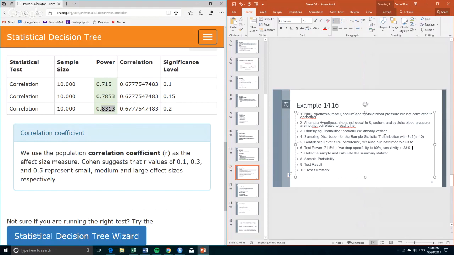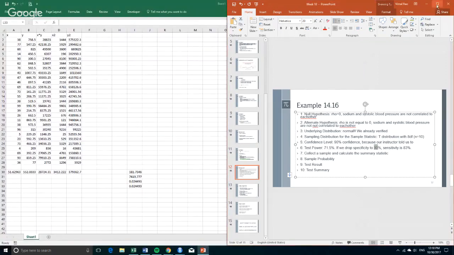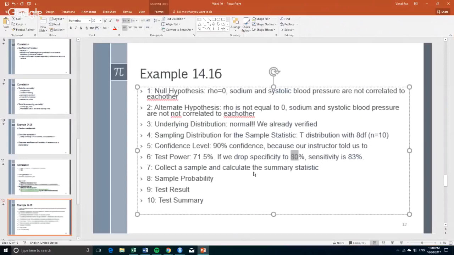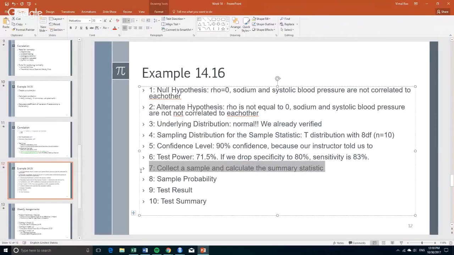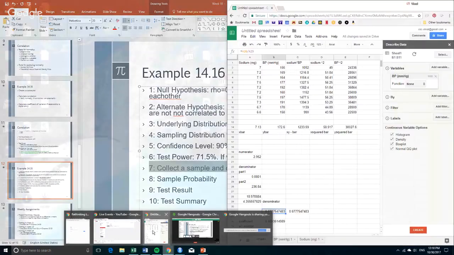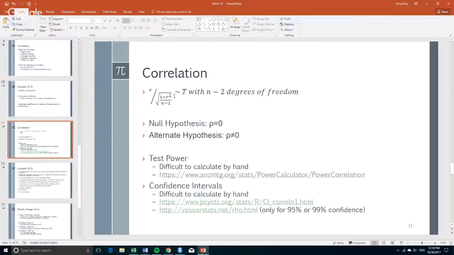Okay, so let's change specificity to 80%, and that way we have balance between our type 1 and type 2 error rates. And now, thank you to that website for helping us calculate power. Now we can collect our sample data and calculate the summary statistic. So we already have our data, but let's calculate our summary statistic. Our summary statistic is T. It's this test statistic right here.